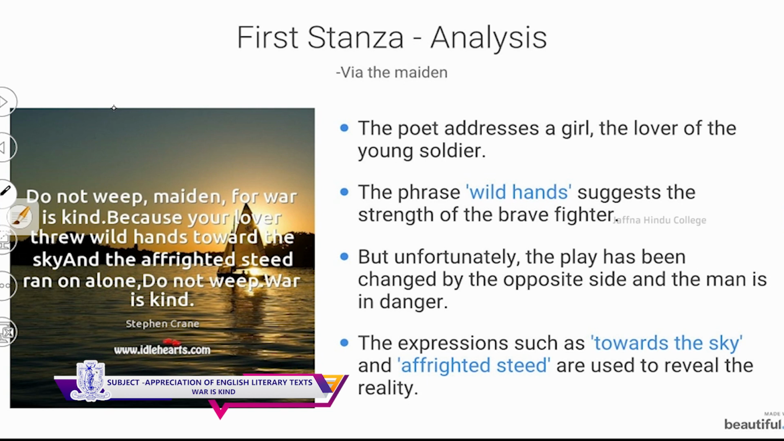The first stanza: Do not weep, maiden, for war is kind, because your lover threw wild hands towards the sky, and the affrighted steed ran on alone. Do not weep, war is kind. I am repeating those lines. Do not weep, maiden, for war is kind, because your lover threw wild hands towards the sky, and the affrighted steed ran on alone. Do not weep, war is kind.